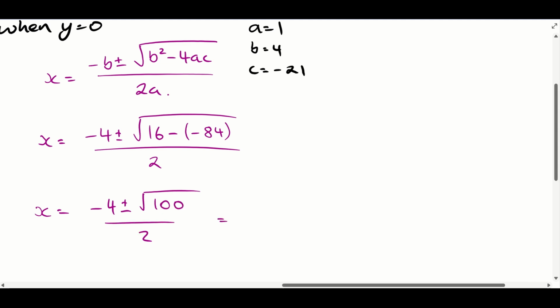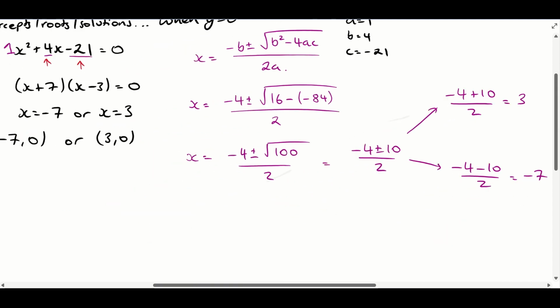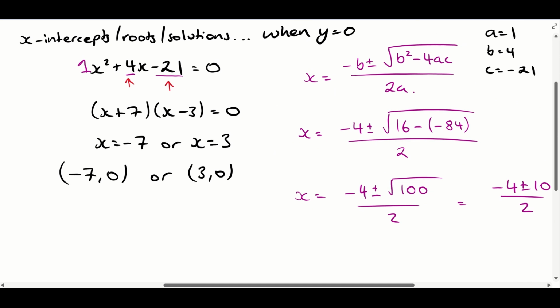So we know that this is negative 4 plus or minus 10 over 2, because the square root of 100 is just 10. So there's two solutions here. We could have negative 4 plus 10 divided by 2, or we could have negative 4 minus 10 divided by 2. Negative 4 plus 10 being 6, divided by 2 is 3. Negative 4 minus 10 being minus 14, divided by 2 gives us minus 7. And they're the roots that we found over here by factorizing.